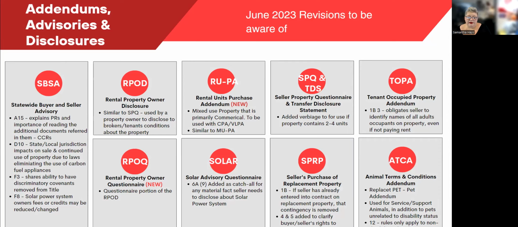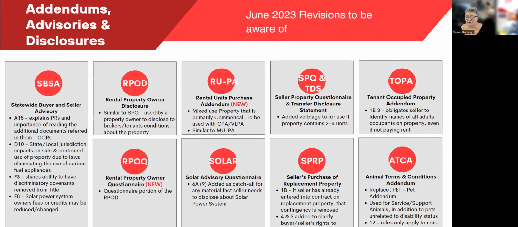This shares the ability to have those discriminatory covenants removed from title. And not everybody's aware of that. That came out about 1.5 years ago, that you can go ahead and request from title to remove some of the discriminatory information, the older CC&Rs from the turn of the century in the 1900s, and other things that we have now all changed and are no longer valid. This also clarifies the solar system owner credits may be reduced. So there may be some adjustments based on what's going on with the solar.